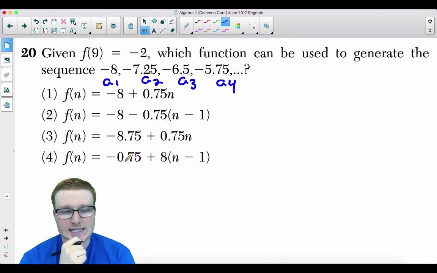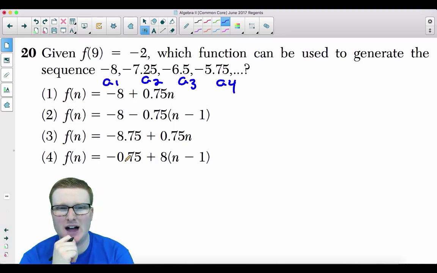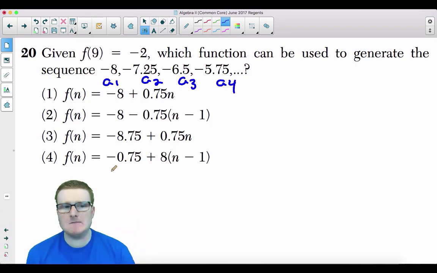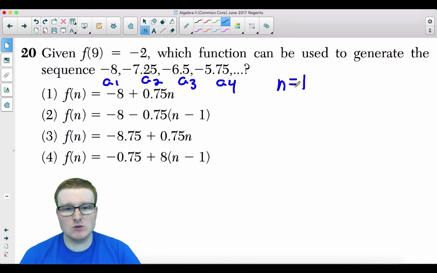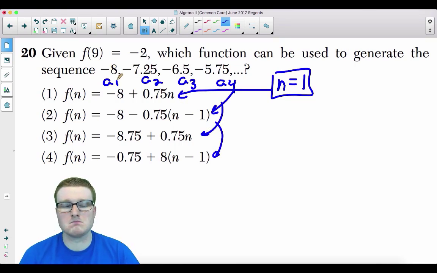In this case, it's probably not a good idea to find the common difference. Actually, the common difference is subtracting 0.75, right? So if you really want to make your life simple, take n equals 1, which is the first term, plug it into all of these answers and see which one gives you that negative 8. Let's see what we get.